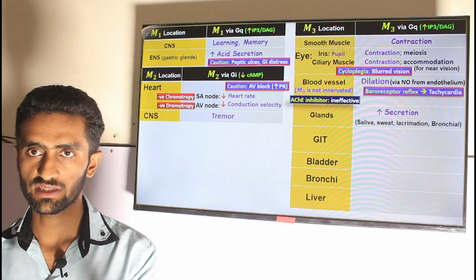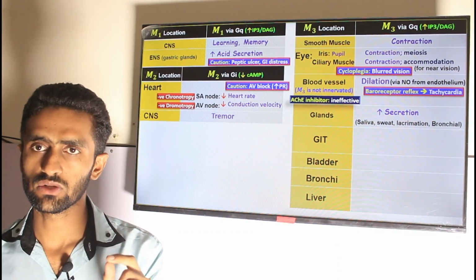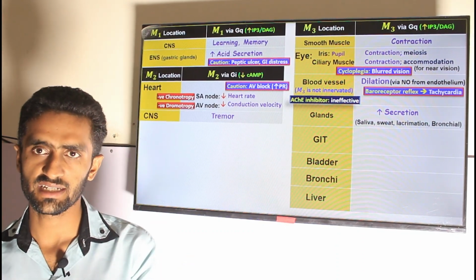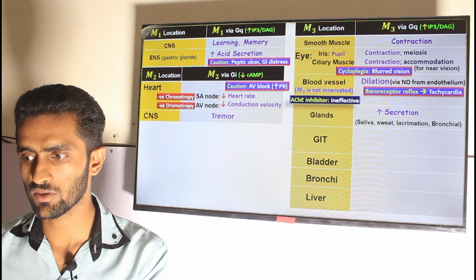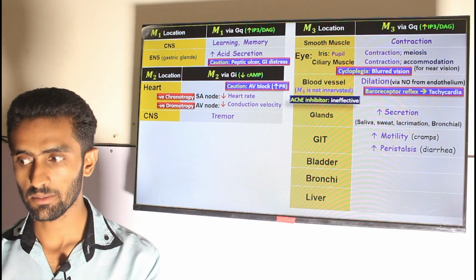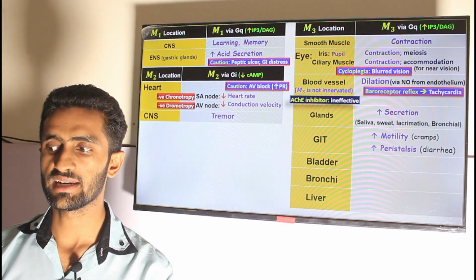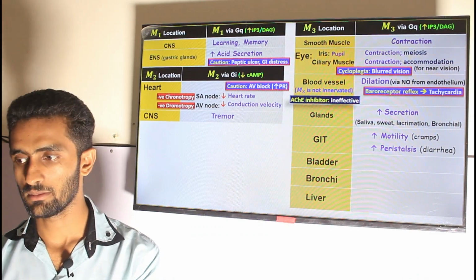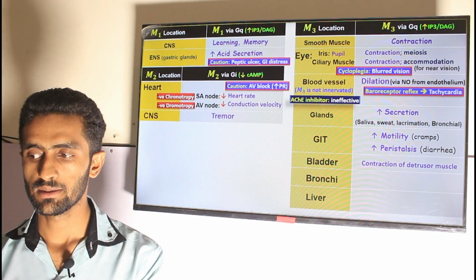Glands, of course, they increase secretion. Whenever the mechanism is Gq, they are mostly increasing secretion and contraction. So they increase the secretion, whether saliva, sweat, lacrimation, bronchial. GIT increases the motility, cramps may be a problem. Increased peristalsis, so if hyperactive, diarrhea and cramps are the problem. Bladder, of course, the contraction of the detrusor muscle in urination.